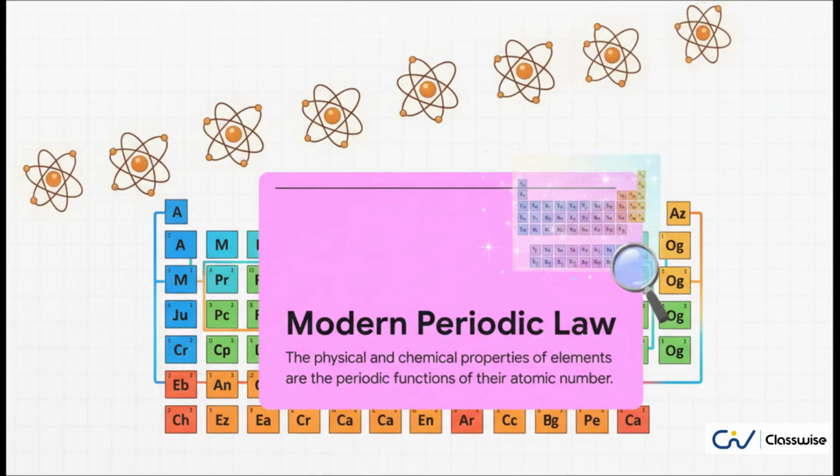Okay, so the modern periodic law says the physical and chemical properties of elements are the periodic functions of their atomic number. Sounds kind of fancy, right? But honestly, it's super simple. All it means is that if you arrange the elements by their atomic number, that's just the number of protons they have, you'll see their properties start to repeat in these predictable regular patterns. It's this awesome rhythm, this repeating pattern, that lets us build the map in the first place.